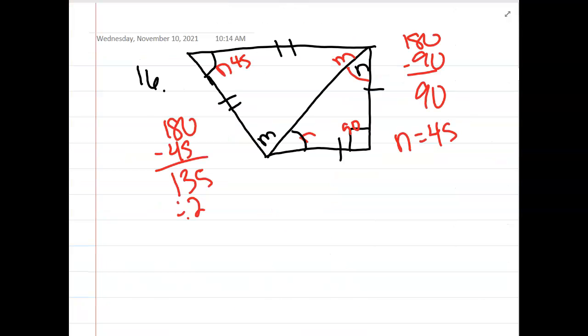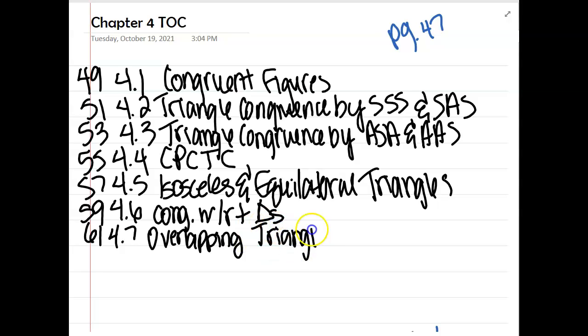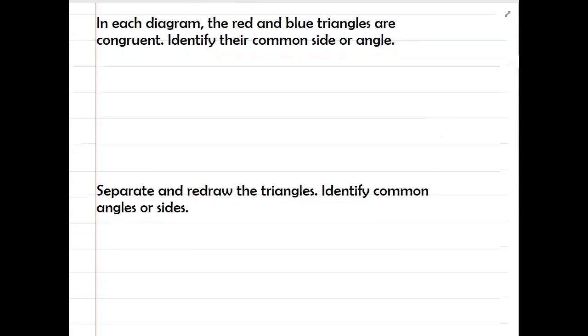Okay, let's get this glued into, should be page 61, and we can just call this overlapping triangles. So, some of what you're doing today is not with proofs, it's just practicing with these overlapping triangles. So, in your book, it's going to read just these same directions. It's going to say, okay, you have a diagram that's got a red triangle and a blue triangle. So we're going to look at the red and blue triangle, and we're going to decide what is the common side or the common angle. So the one that they both share.